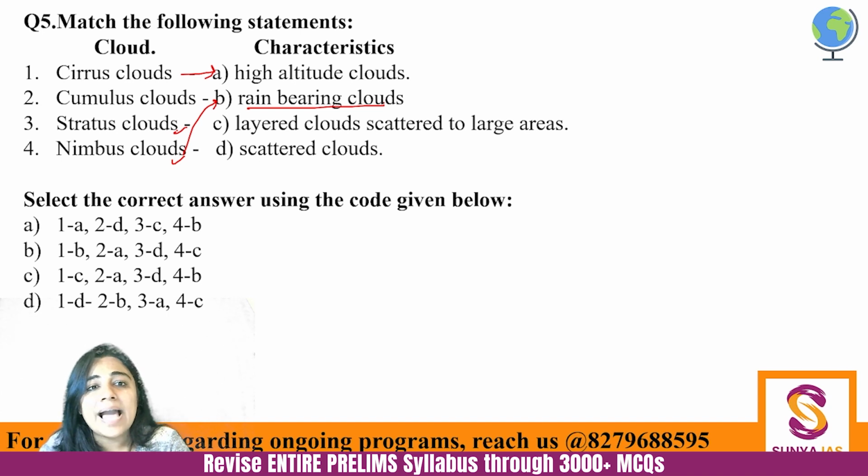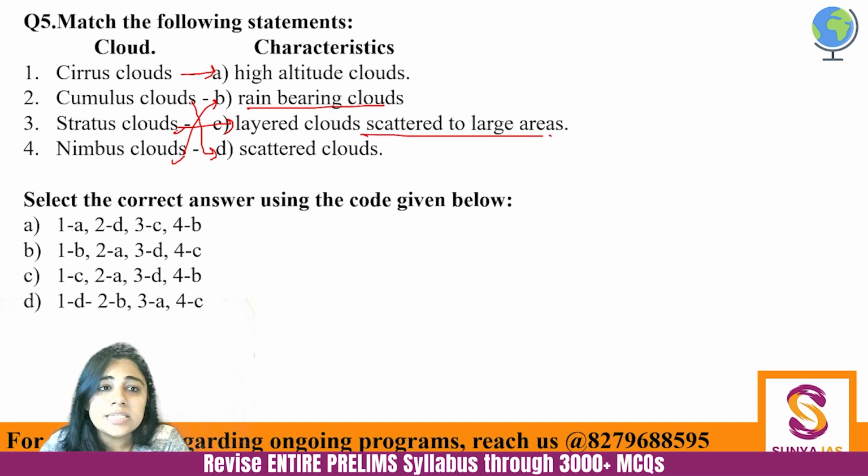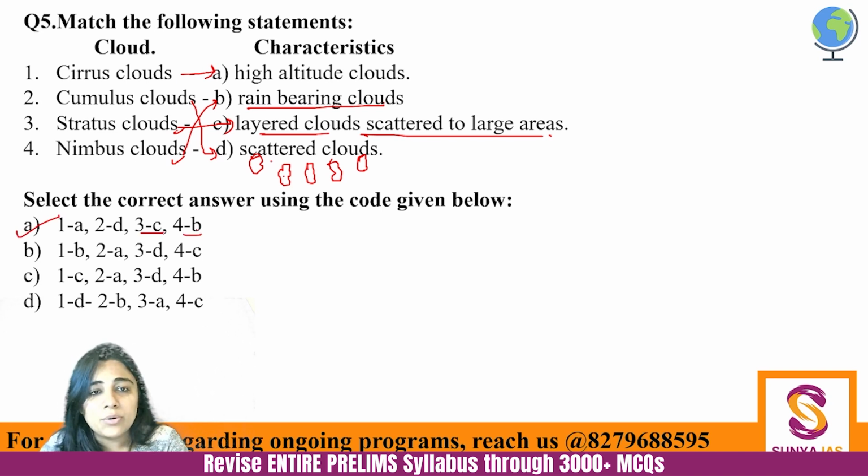Cumulus clouds would actually be scattered clouds. And why have we come around at scattered? Because stratus clouds are layered. Whenever you are having match the following, you need to know exactly what these are, because stratus means layers. That is why stratus clouds means layered clouds scattered over large areas, and cumulus clouds are cotton wool like clouds. Remember, cumulus clouds are scattered, but they are cotton wool like. They are not layered. So here 1 is A, 2 is D, 3 is C and 4 is B. Okay, clear.